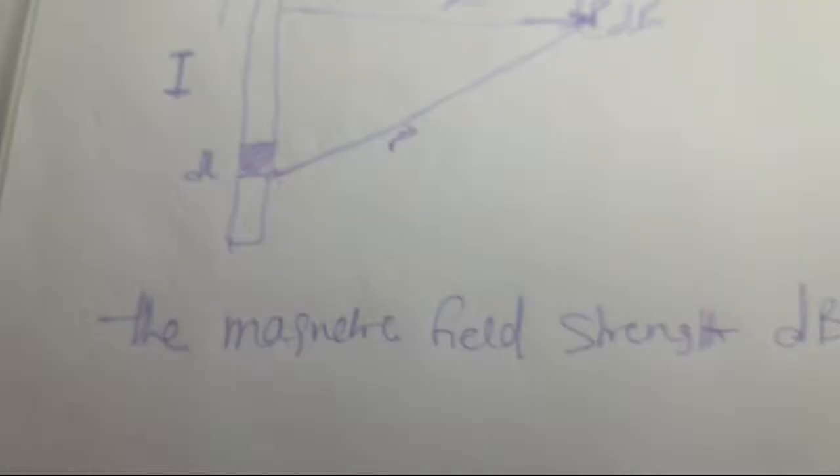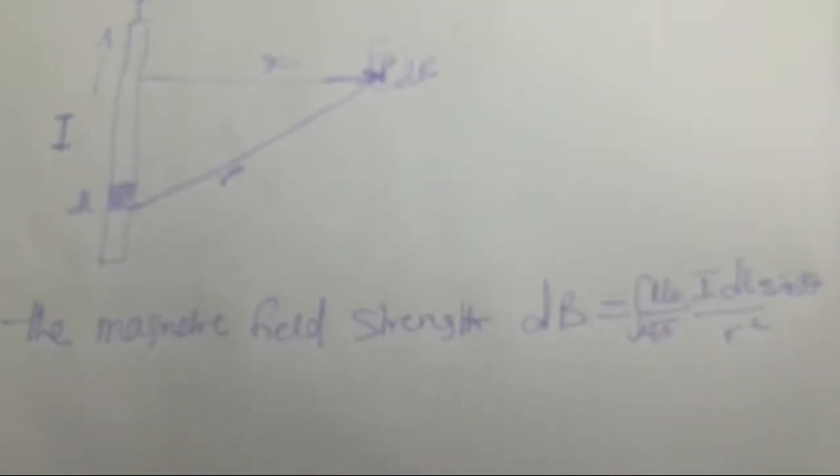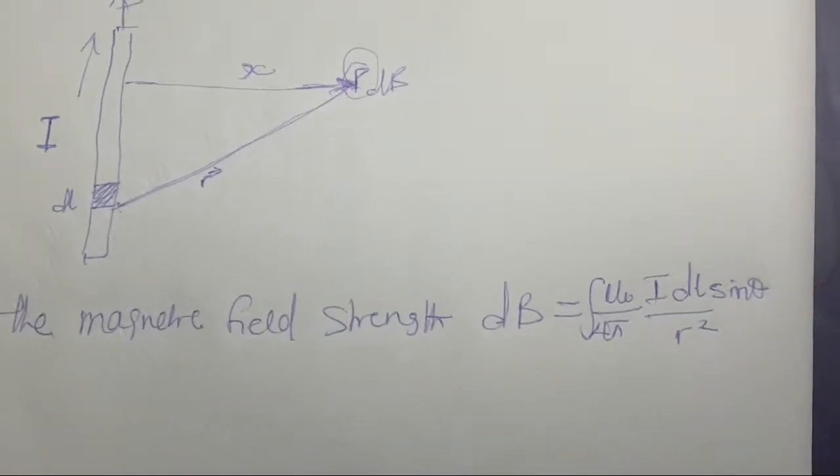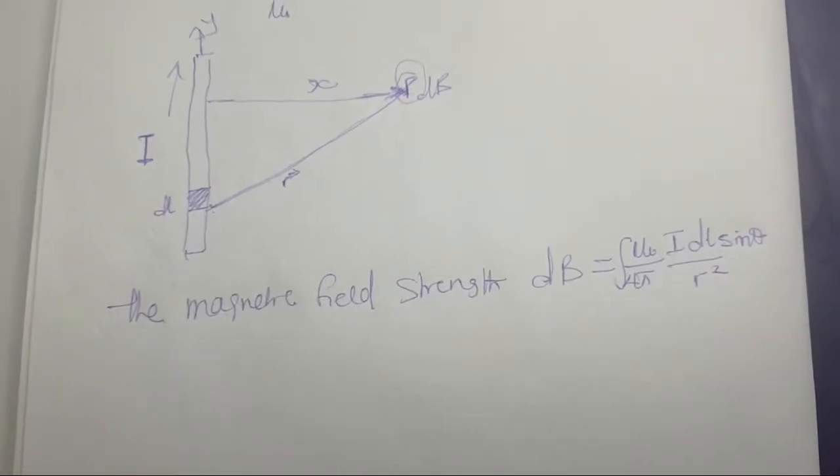All right, so I believe you can see this. Let me take it down so that you take your time and check it. This is what we've done. The magnetic field is given by this. That's from the Biot-Savart Law. So this is the Biot-Savart Law.